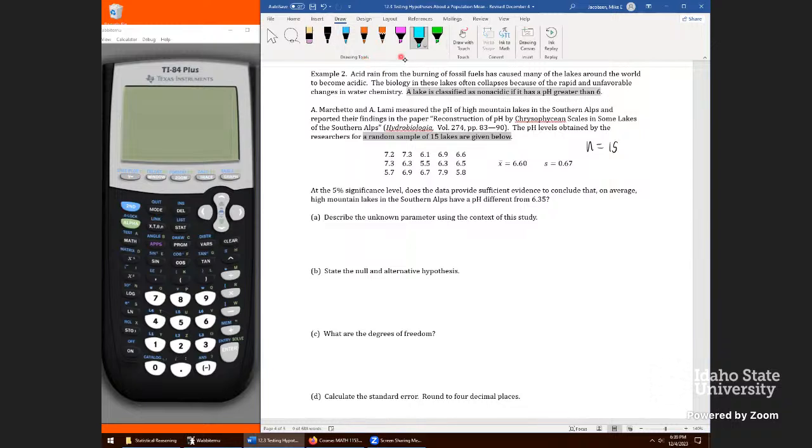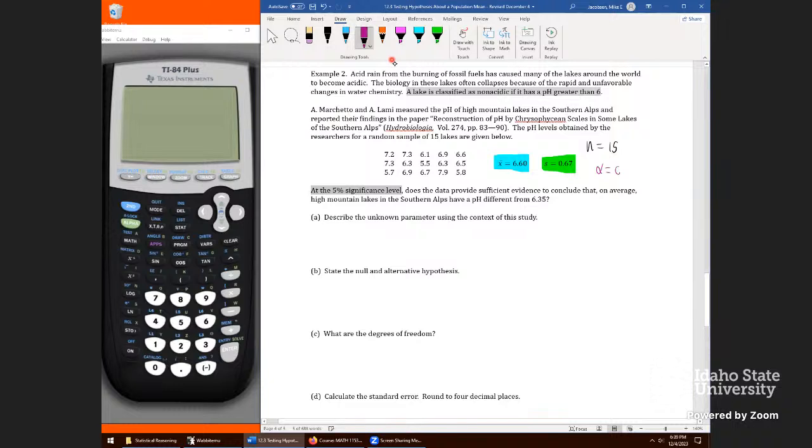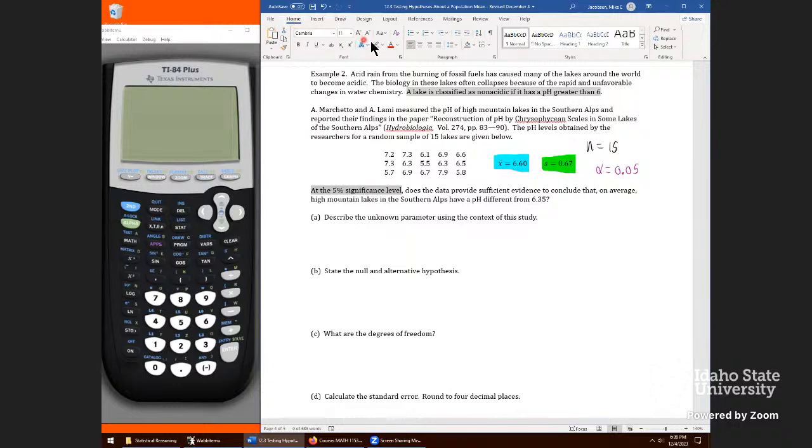And we did have to do this in another problem where sometimes numerical data is given and they don't give us the statistic. Occasionally we have to calculate that ourselves. But this one, they just gave it to us. So let's take it and run with it. The sample's mean is 6.60 and the sample's standard deviation is 0.67. Next, it says at the 5% significance level, from there we can indicate alpha is 0.05. Let me highlight that just to show where we grabbed that from.